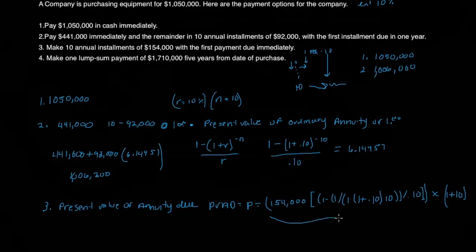So after doing this whole equation, if you did it, you would get 6.75902. Okay, and what do you do with that? All you do is you take 154,000, multiply that by 6.75902, and what you get is 1,040,889. Okay, and that's all you do for that one.